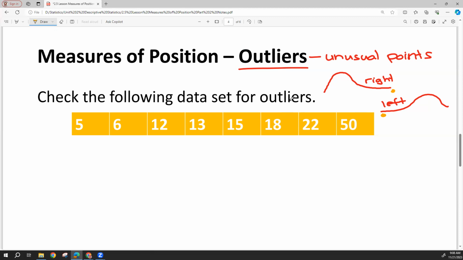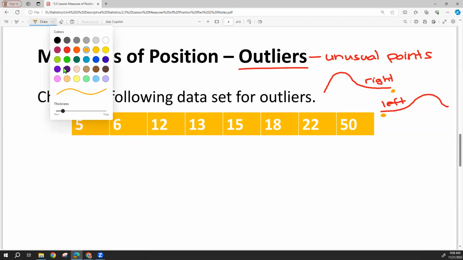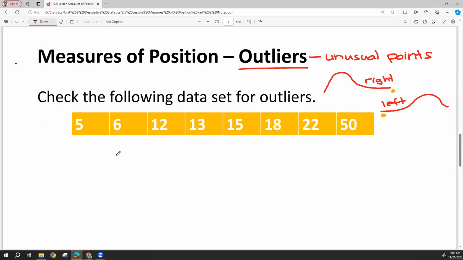They are skewing our data sets, and we can determine if they're outliers by using the following procedure. We are going to essentially build fences. Any values outside of those fences we will consider unusual, and therefore we will consider them outliers.